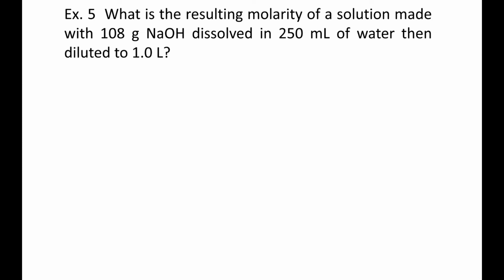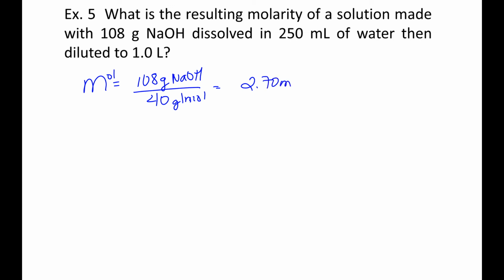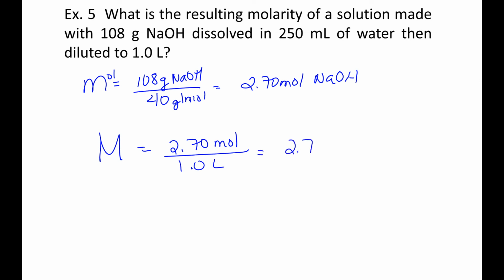So we know molarity is moles per liter. So your moles are 108 grams of NaOH divided by 40 grams per mole. And this gives us 2.70 moles of NaOH. Now, molarity is the 2.70 moles for 1.0 liters, which is 2.70 molar NaOH.